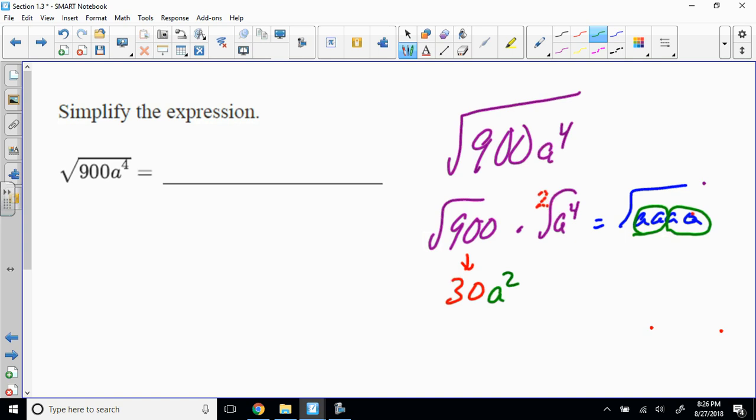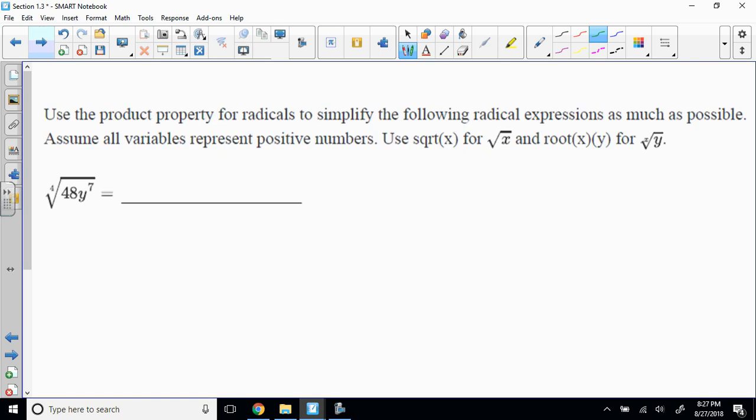So anyway, the answer on this is 30a squared. Okay. All right. Yeah. All right, good.